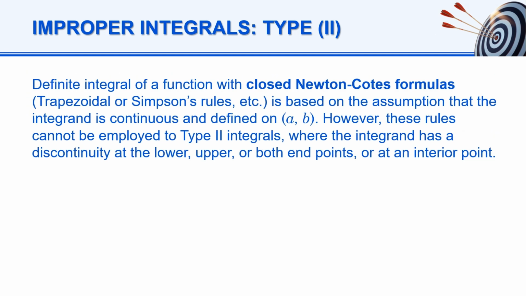Definite integration of a function with closed Newton-Cotes formulas is based on the assumption that the integrand is continuous and defined on an interval. However, these rules cannot be employed for type 2 integrals, where the integrand has a discontinuity at the lower, upper, or both endpoints, or at an interior point.